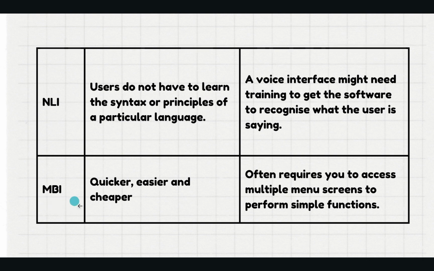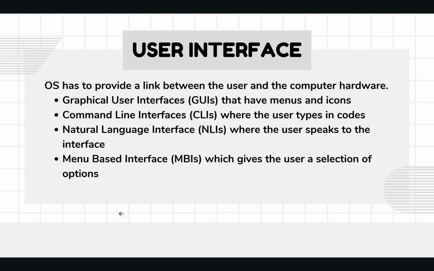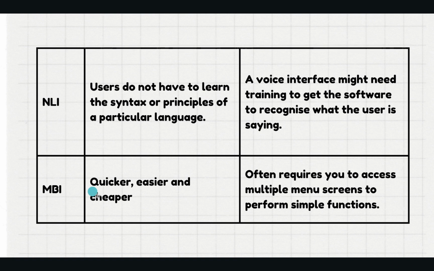About the menu-based interface. So it's quicker, easier, and cheaper. You can just press the menu and find everything you need. However, it often requires you to access multiple menu screens to perform simple functions. For example, you press the menu, then a list appears, and you press one of the options, and it opens another menu, and so on. It requires a lot of unnecessary actions just to reach some simple thing.